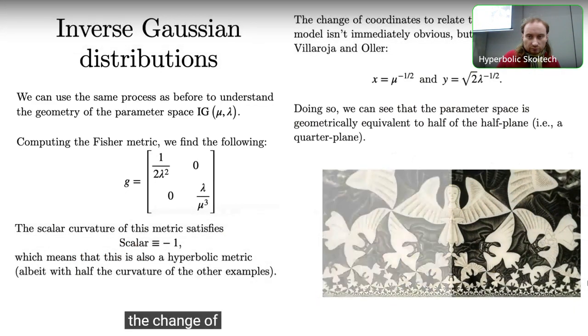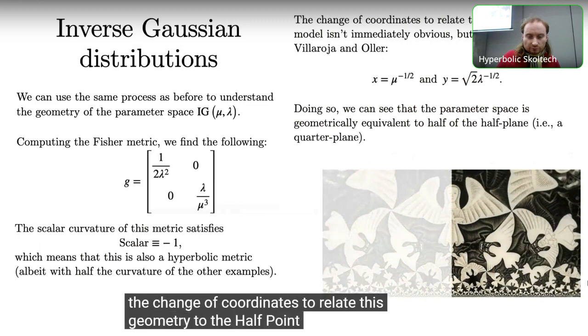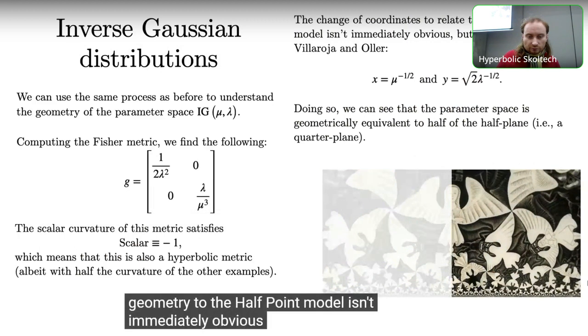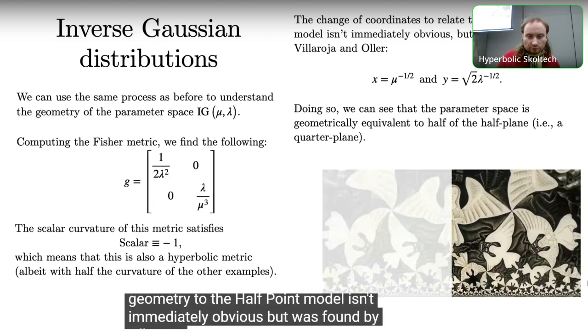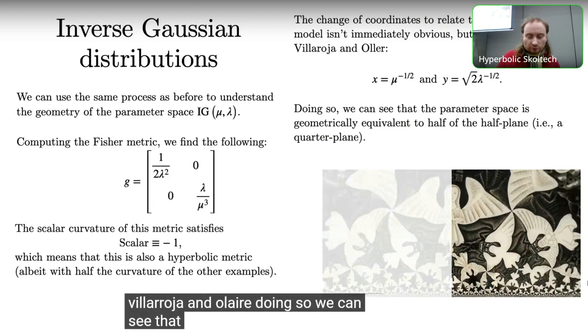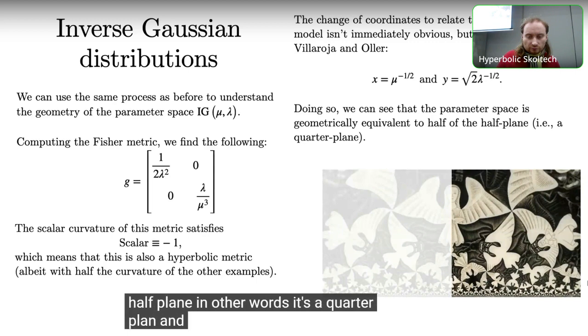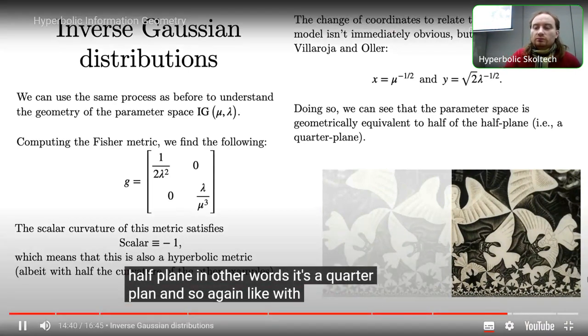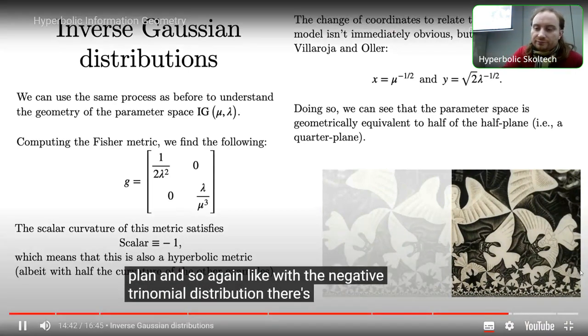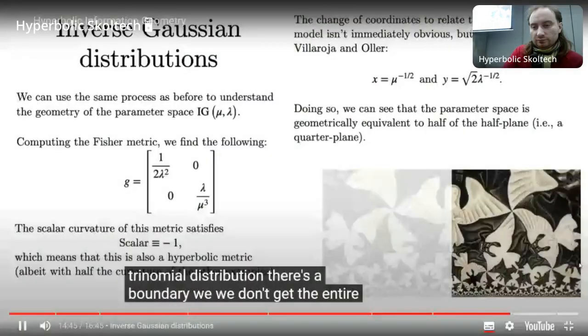The change of coordinates to relate this geometry to the halfway model isn't immediately obvious, but was found by Ola and Blair. Doing so, we can see that the parameter space is geometrically equivalent to half of the halfway. In other words, it is a quarter. And so again, like with the negative trinomial distribution, there's a boundary. We don't get the entire hyperbolic plane.